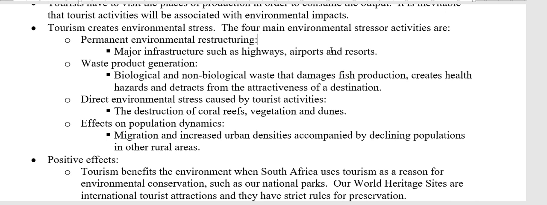All right, secondly, we generate waste, okay? Both biological and non-biological waste. Plastic, more plastic gets dumped in the environment. Human waste, right? And that can cause health hazard. It does destroy the environment. The more plastic waste we dump into the environment, the more damage we are doing to the environment.